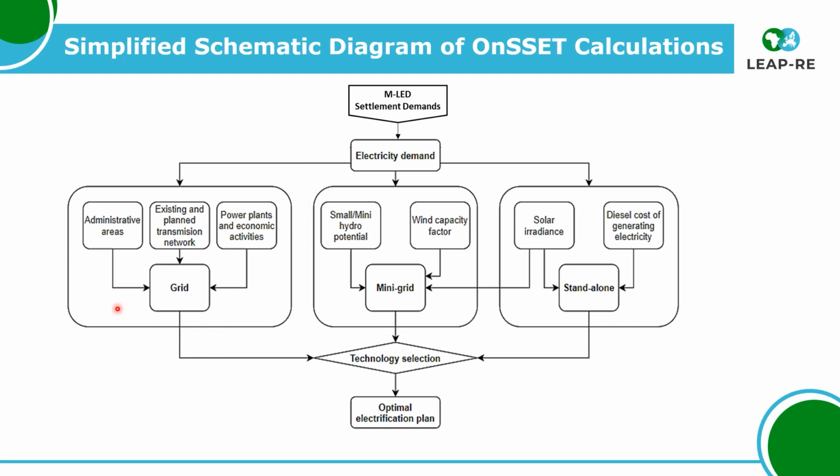Grids often require administrative areas, the transmission networks, and the cost of electricity to get from the grid. Mini grids have the different potentials of the different resources available, but also need to understand the distribution system costs. Standalone systems do not have distribution system costs and are often the best option for lower density customers. OnSSET does still give you each and every one of the costs calculated for these different options, even if one of these is expected to be cheaper than the other.